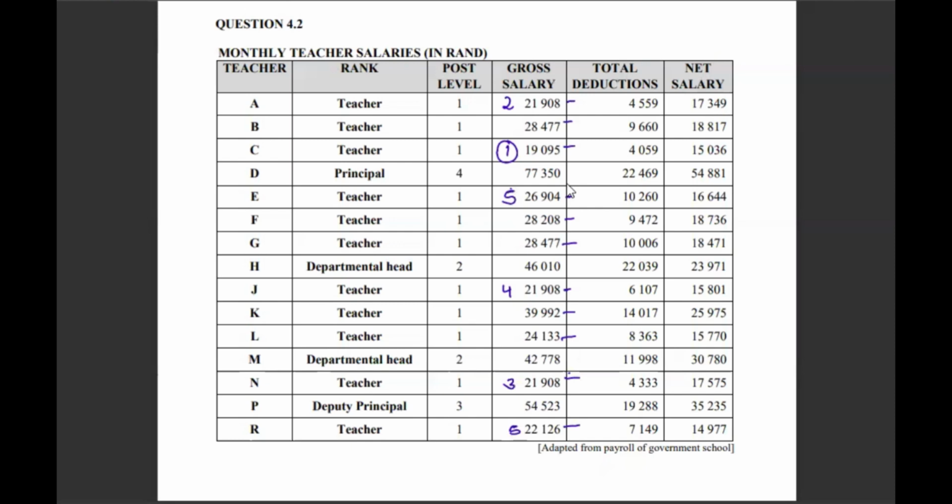Then 24,133. Is there another 24 somewhere? No. So we go to 26. Did we count 21? Yes, all of them, and the 24,133 and 21,908. The 21s are finished. The 28, 28, and 26 are remaining here, so 26 becomes number 7. Then 28,208, and these are the same. Then we've got 28,247. Okay, they are done.